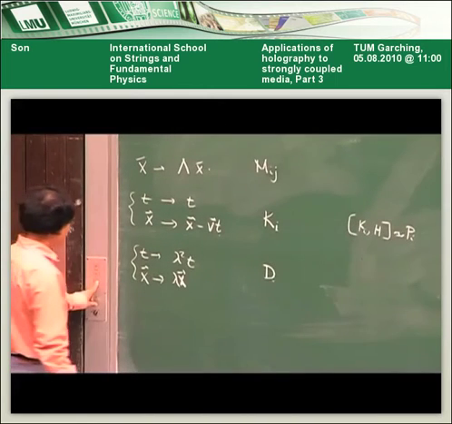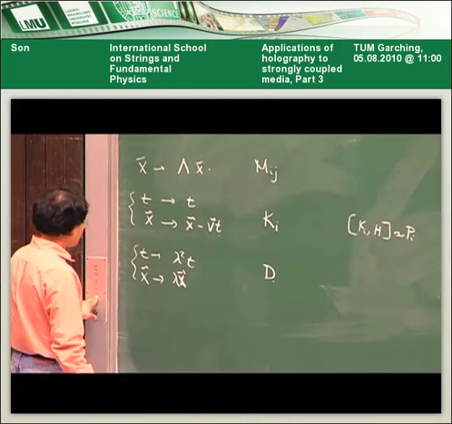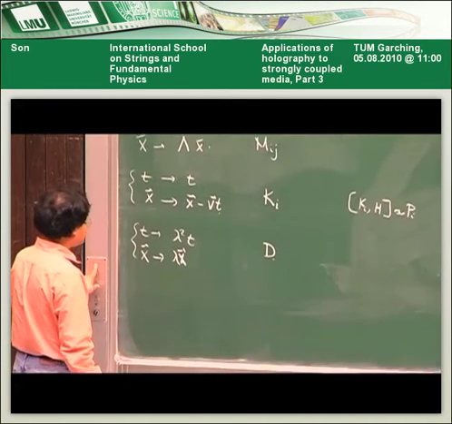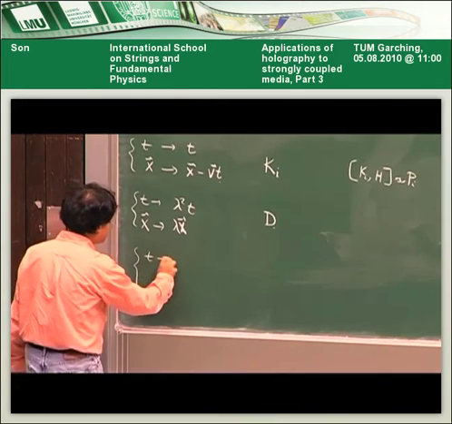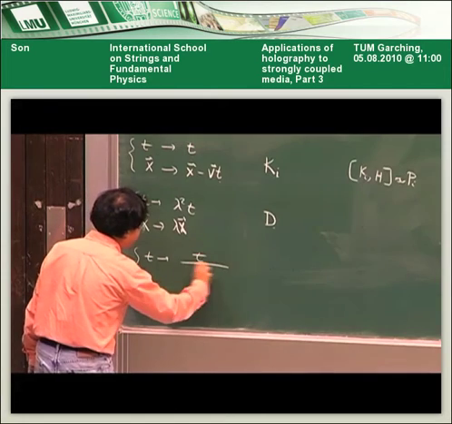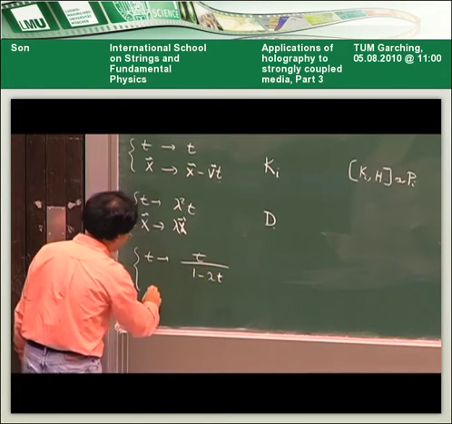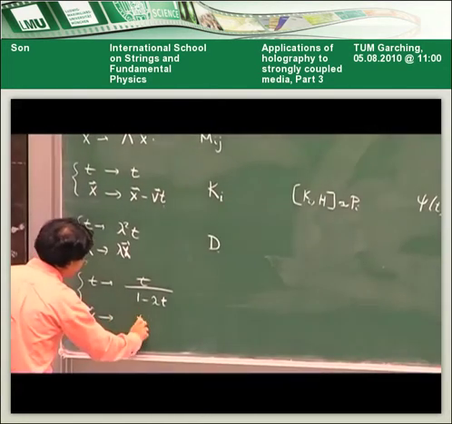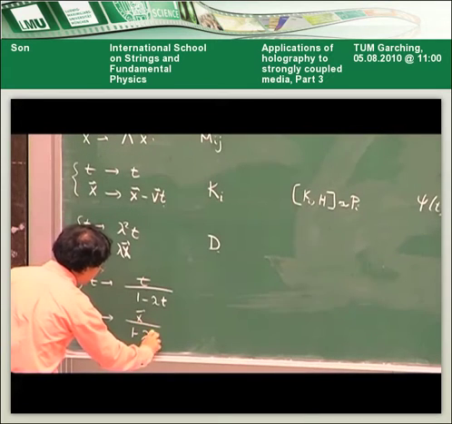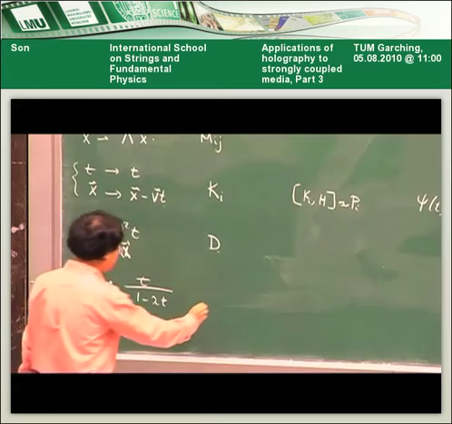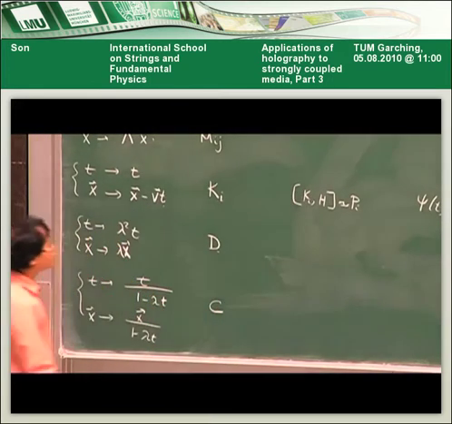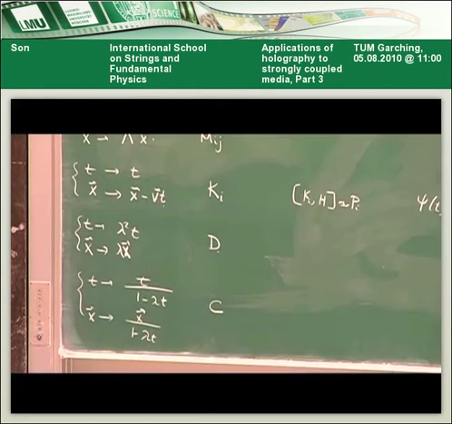But the most non-trivial symmetry is the following one. t goes to t over 1 minus lambda t, x goes to x over 1 minus lambda t. Let me call that transformation C. It's the single proper conformal transformation in the non-relativistic case.